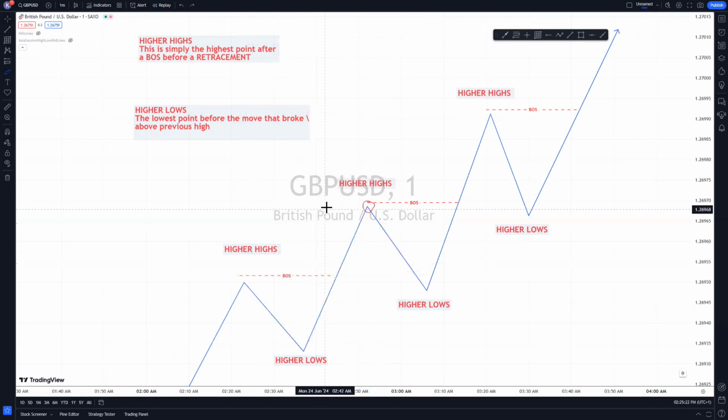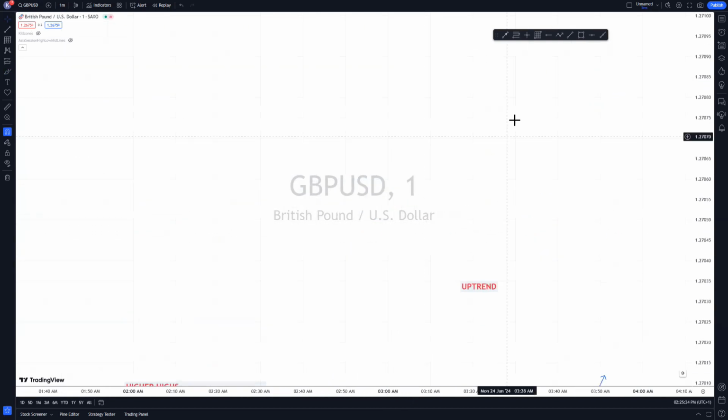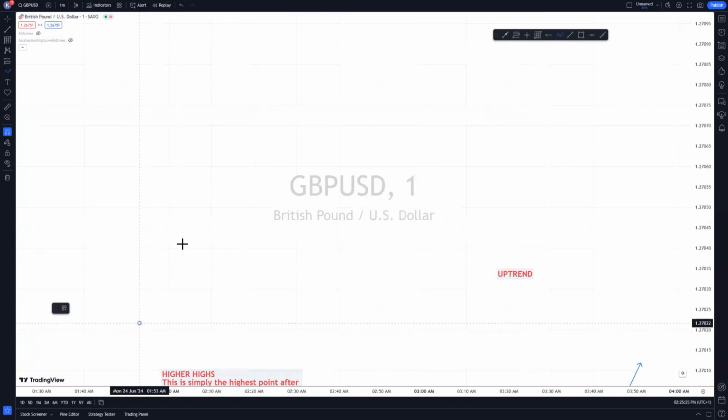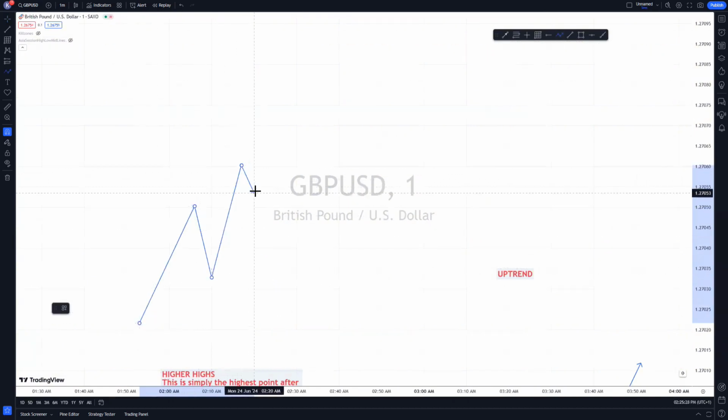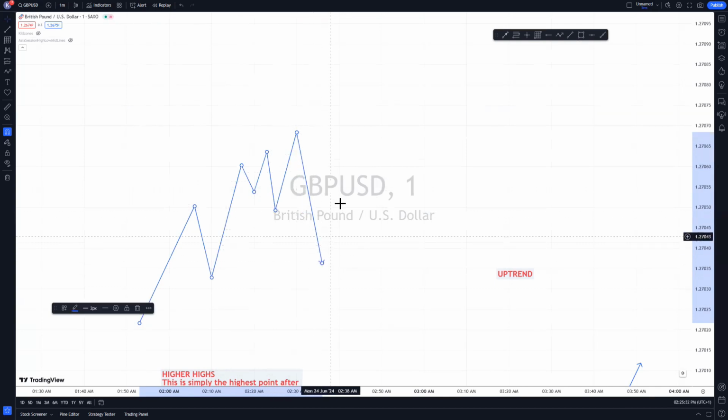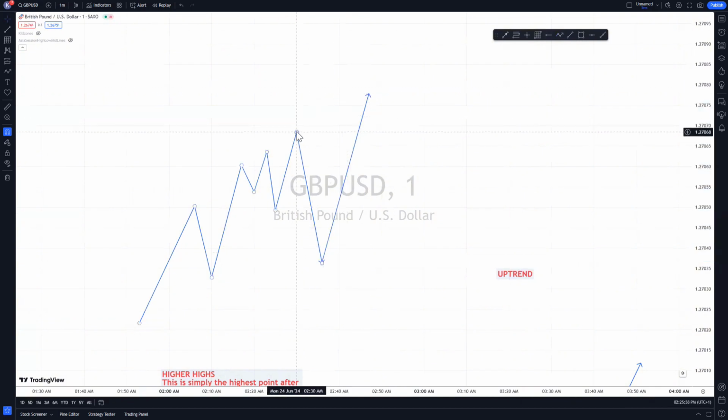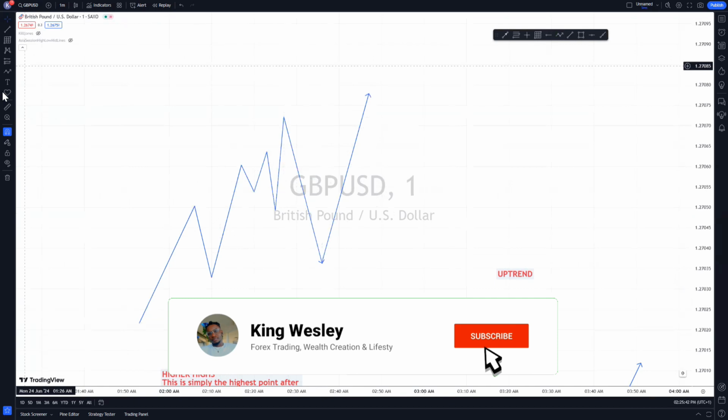Now in more realistic cases, you can have something of this nature. You can have something like this. Let me give you a more realistic example. Now in such a scenario, how do you know your higher high? Let's say we have this. How do you know your higher high in such a scenario?